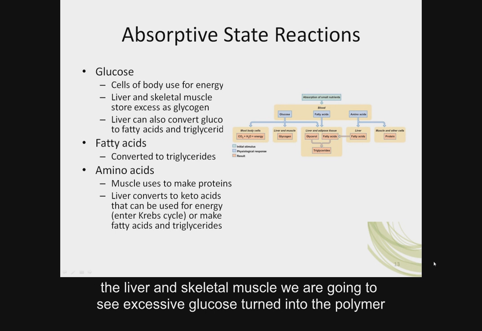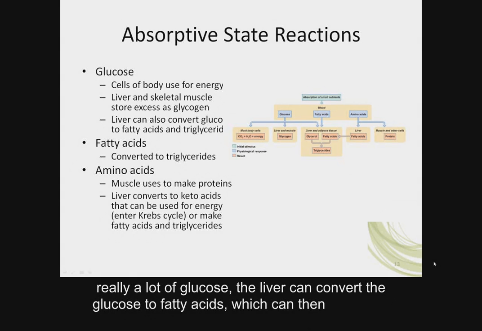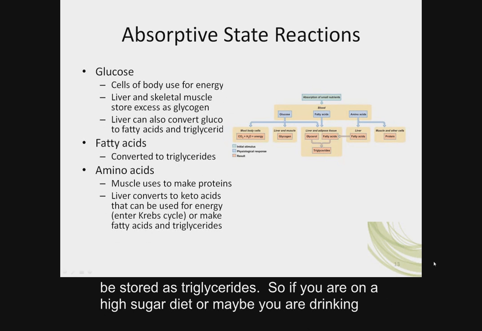In the liver and skeletal muscle, we are going to see excessive glucose turned into the polymer glycogen to be used as a storage molecule. Interestingly, if there is really a lot of glucose, the liver can convert the glucose to fatty acids, which can then be stored as triglycerides.